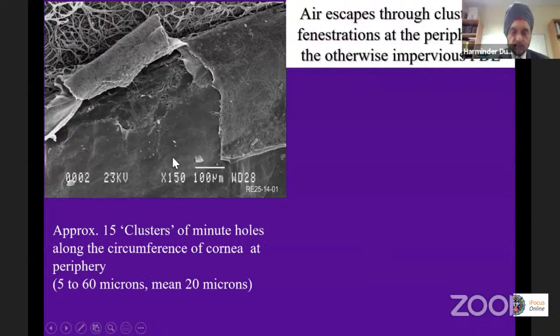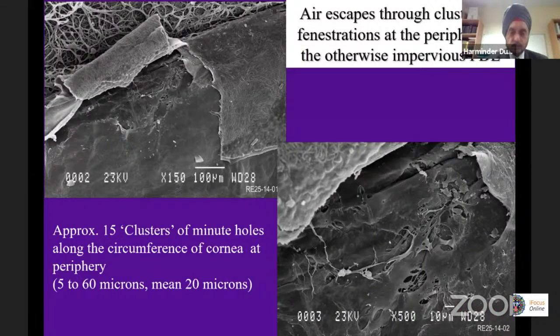And this is another feature of the microanatomy of the cornea, which was not known, that all along the periphery of the cornea, where the pre-Descemet's layer actually starts to open out to become the collagen core of the trabecular meshwork, you have about 15 to 17 clusters or individual holes all along the periphery. The mean diameter is 20 microns, and you can see these holes over here. Air escapes from this and accesses the plane of cleavage between Descemet's membrane and pre-Descemet's layer, which is the plane of the type 2 bubble.